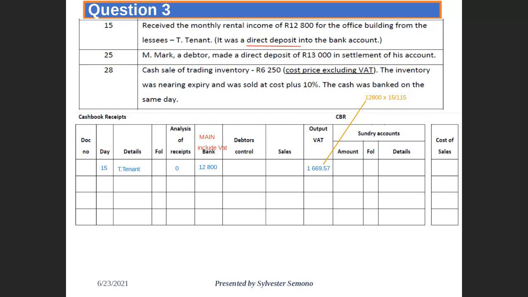So what I can advise you in the exam, guys, it's just a technique. You don't have to use my technique. Always start with VAT, because you know that with VAT, you either use 15 over 115 or 15 over 100. When do we use 15 over 115? We use 15 over 115 if the amount that I'm using to calculate is including VAT. Like in this case, this 12,800 is including VAT. That's why I used 15 over 115. If this 12,800 was excluding VAT, I should have used 15 over 100 to calculate VAT.